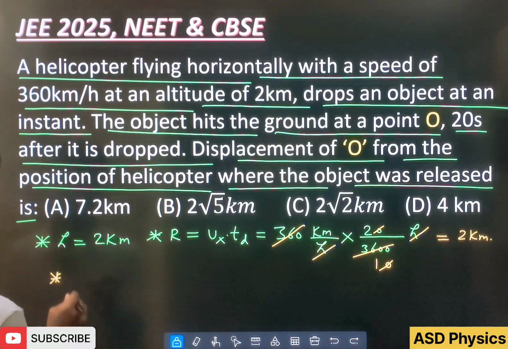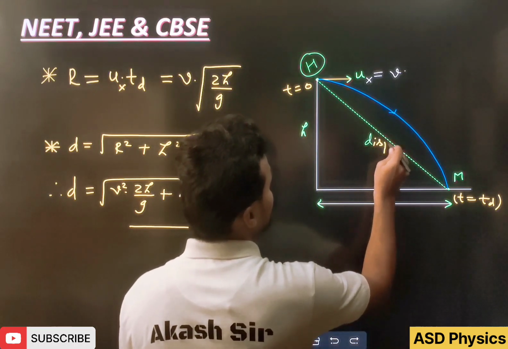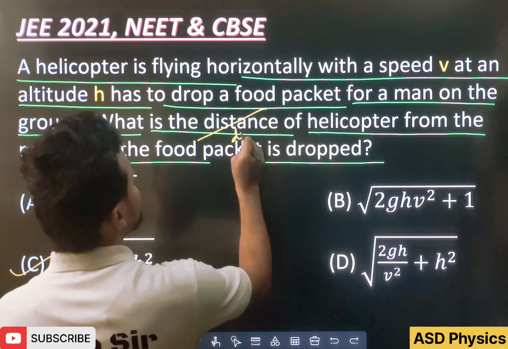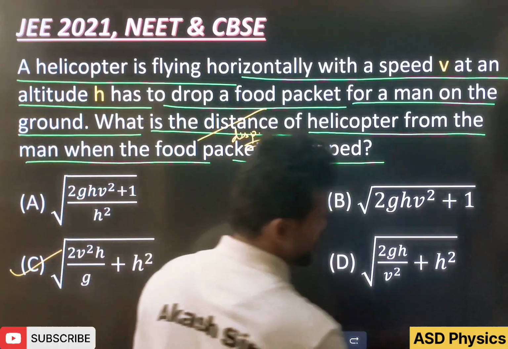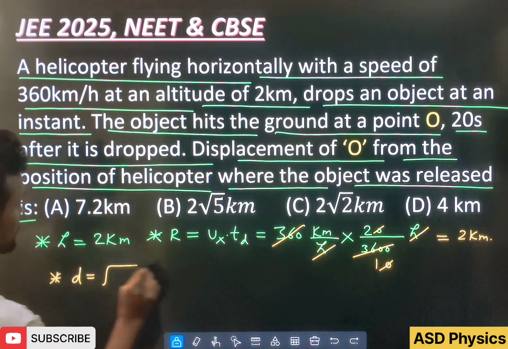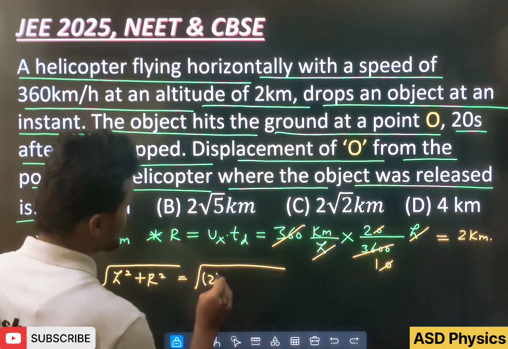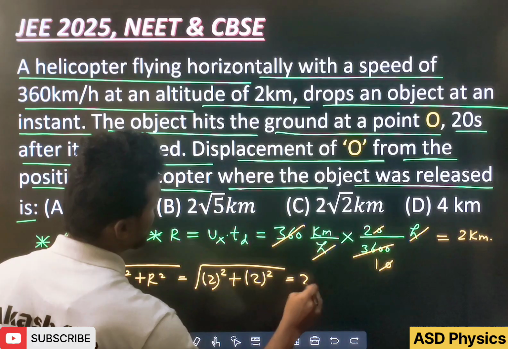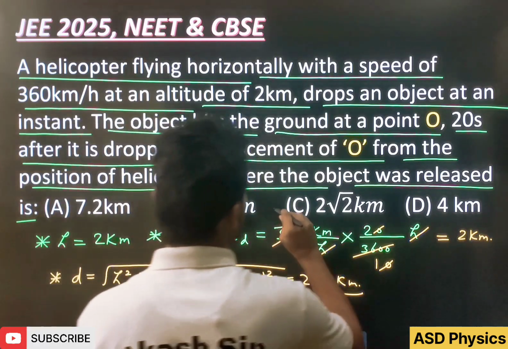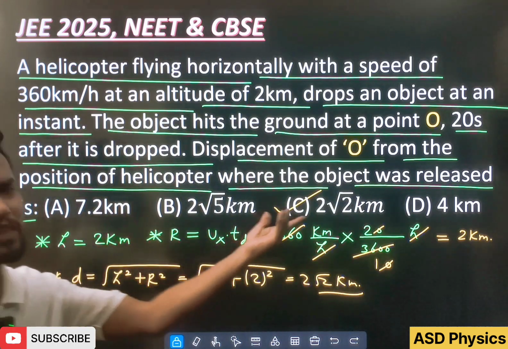Then again we will use the displacement formula. See, I am considering here displacement, and in the question also this should be the displacement. Remember that, based upon the options. So what is the displacement? We know very well, this displacement is the square root of h square plus r square. So this is 2 kilometer square plus 2 kilometer square, and this will become 2 root 2 kilometer, because options are in kilometer. So why should we go into meters? Directly all the things will be solved in kilometer and kilometer per hour, and conversion of the units.